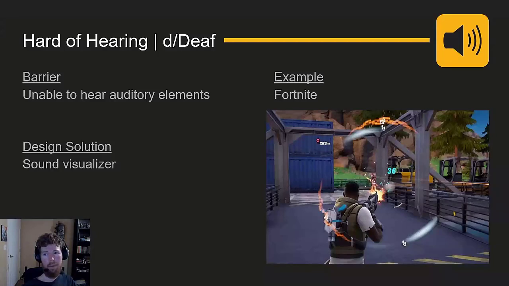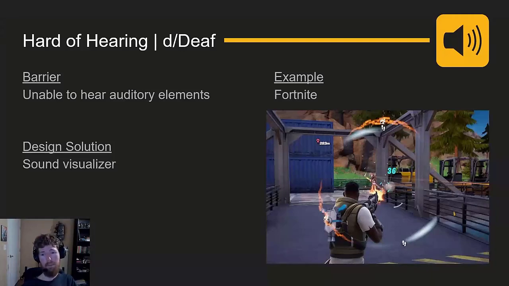Next up, we have hard of hearing or deaf barriers. So a player may be unable to hear auditory elements. Now, games can be hard of hearing or deaf accessible just by audio not being used as a feedback channel to the player, or said another way, that the sound doesn't matter. So something like Cities: Skylines is entirely playable by a player simply by the nature that you do not need to have any audio feedback in order to play through that whole game.